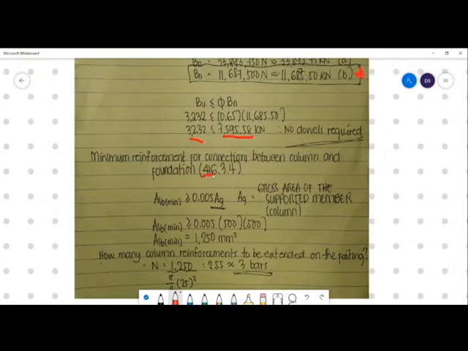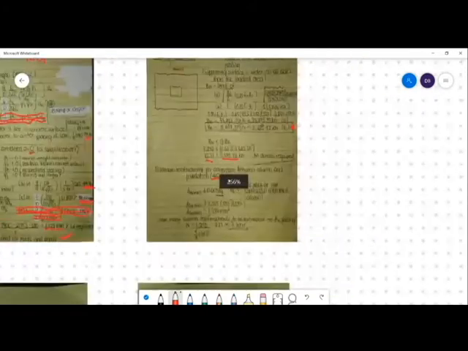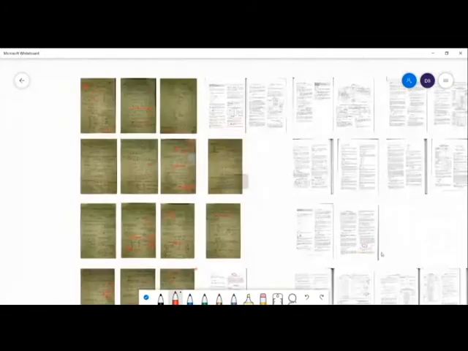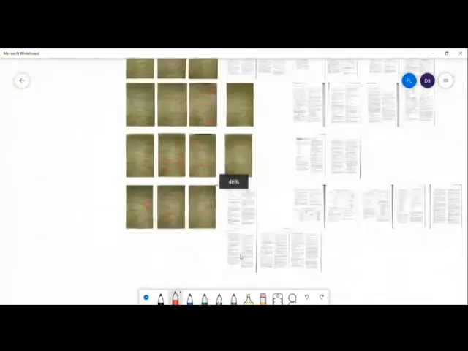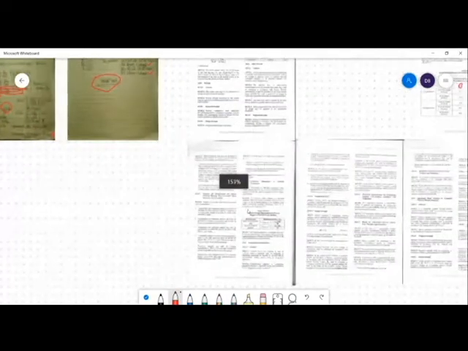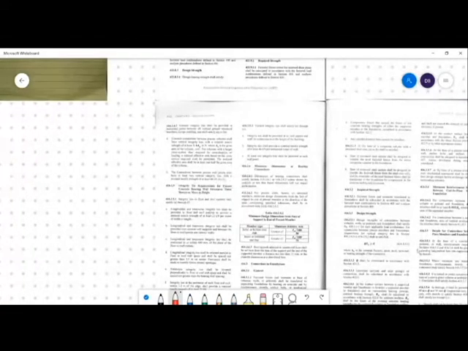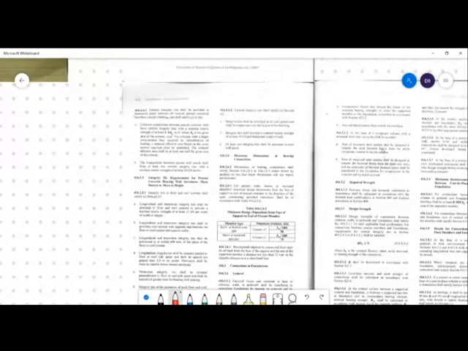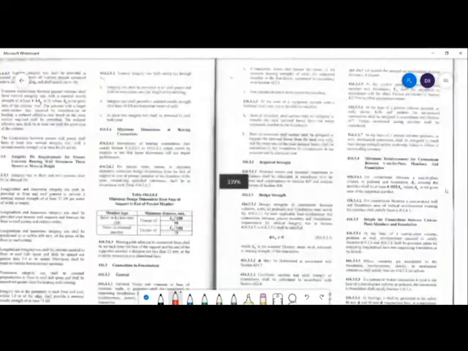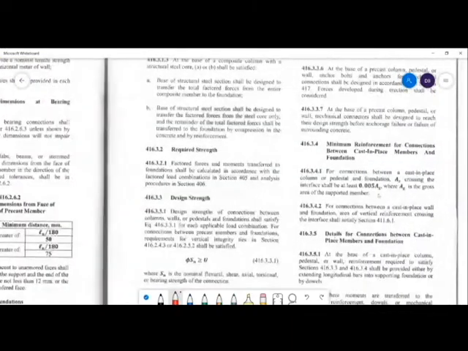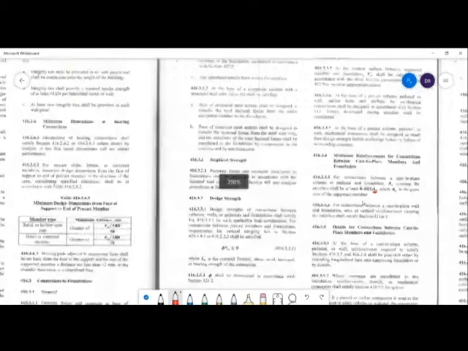So from section 416.3.4, minimum reinforcement for connections between cast-in-place members and foundation, 0.005 AG, where AG is the gross area of the supported member.